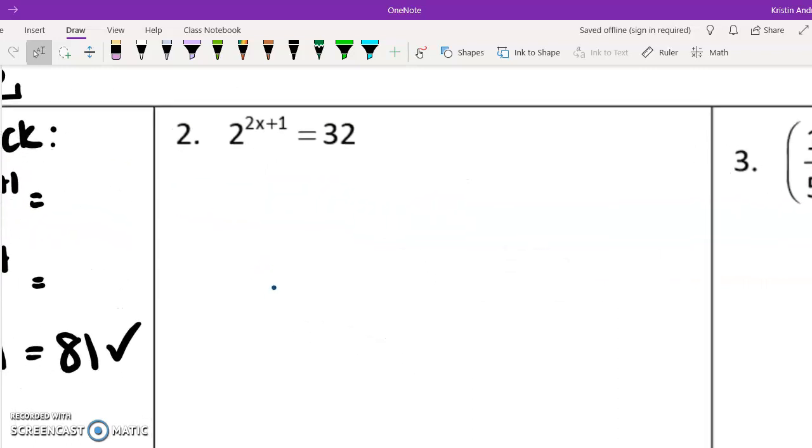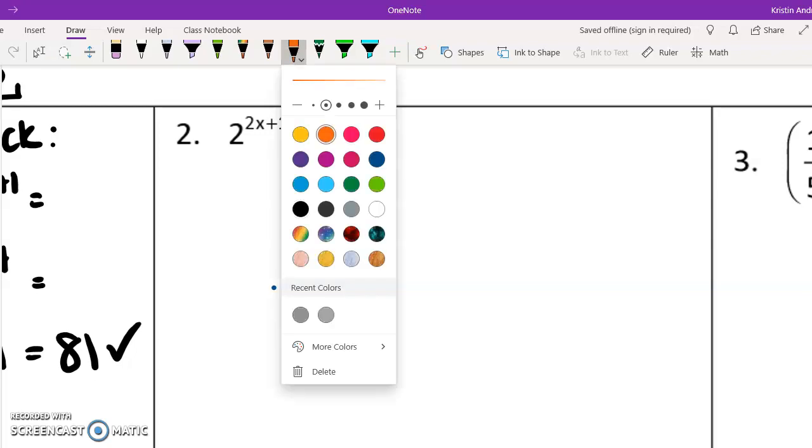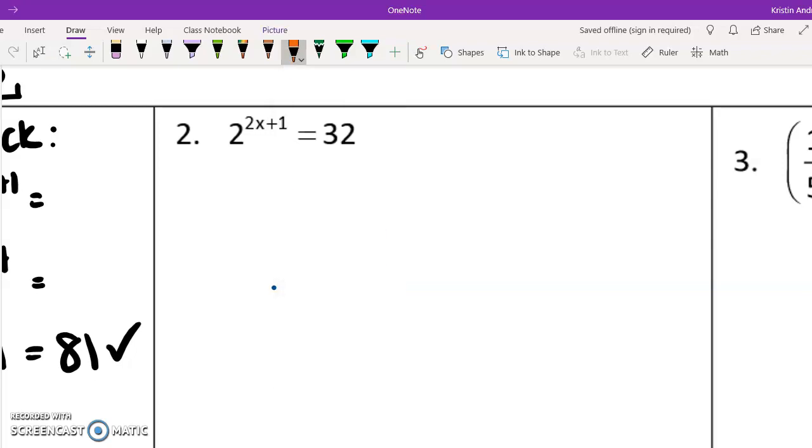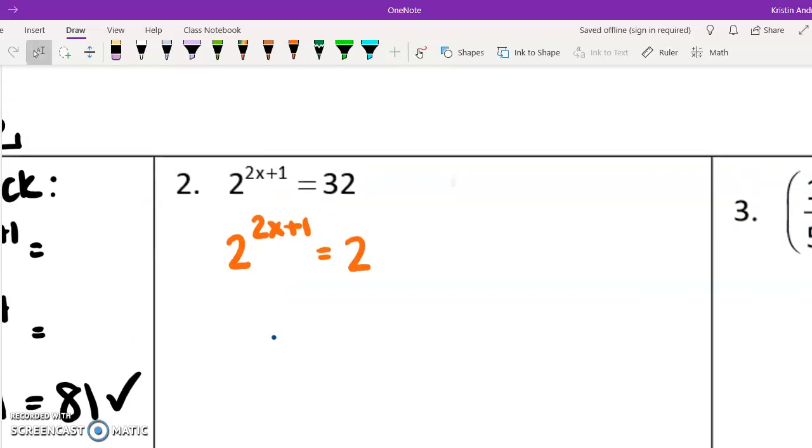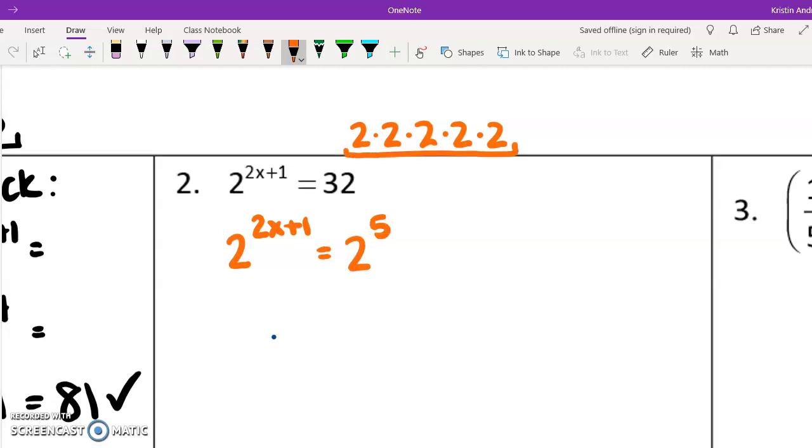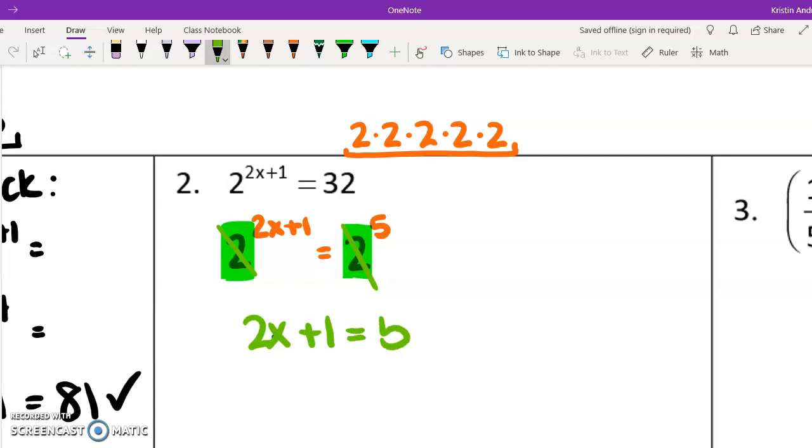Okay, so on 2, do these have a common base? 2 to a power and 32. Those can both be written as base 2. So this one stays exactly the same. And then 32 is some power of 2. That's 2 times 2 is 4, 8, 16, 32. So that means that this is 2 to the 5th power. There's 5 2's being multiplied. Once these are a match, you can get rid of the 2's and say 2x plus 1 is equal to 5. Solve this equation for x.